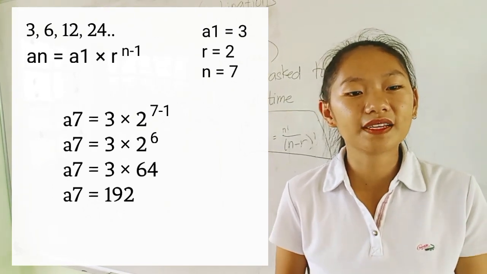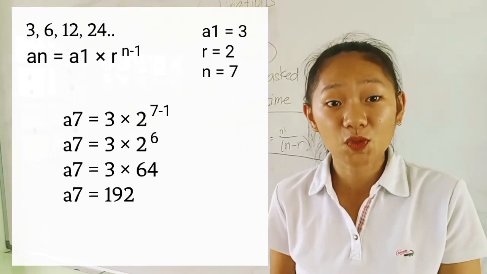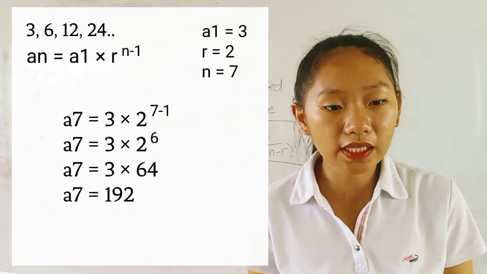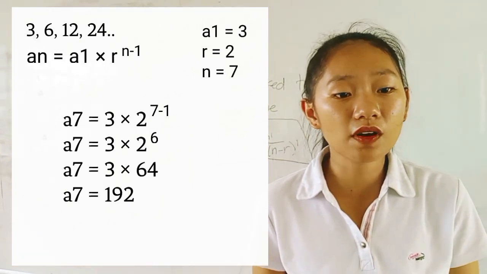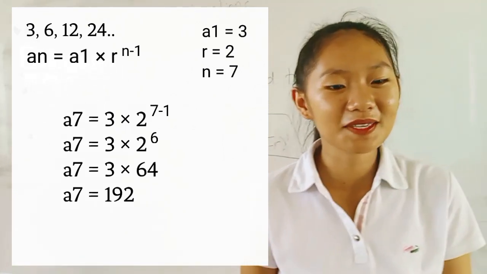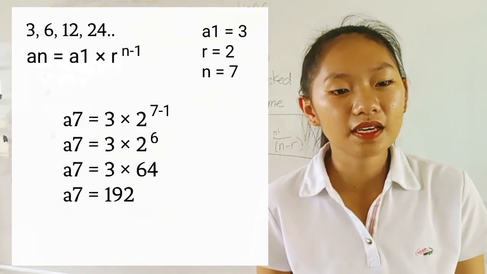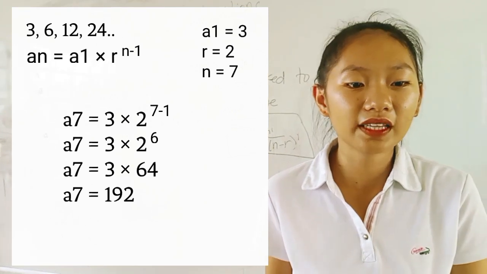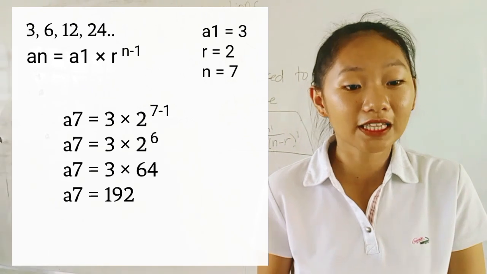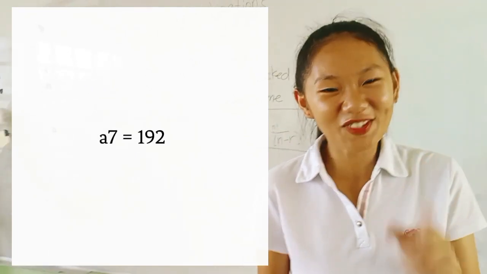Next, a sub n is equal to 3 times 2 to the power of 6, because 7 minus 1 is equal to 6. Then a sub 7 is equal to 3, bring down the 3, times 64, because 2 is multiplied by itself 6 times, which is 64. Next, a sub 7 is equal to 192, because 3 times 64 is equal to 192. And that would be the seventh term of the geometric sequence.